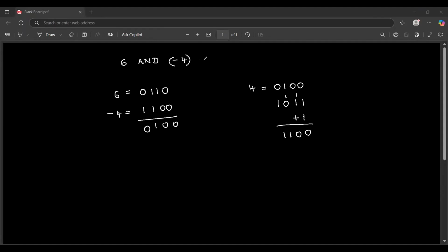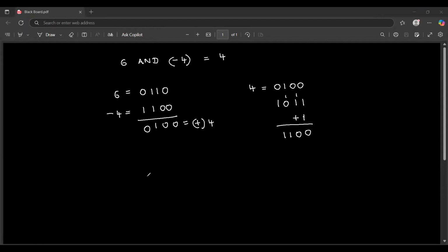What's the answer then? Since this is equal to 0 1 0 0, it's a positive number, and 1 0 0 means it's 4. So the output will be positive 4. So that's all you have to do. You just have to convert it to the system they are represented in, in binary, and then do the operation. That's it. Very straightforward.